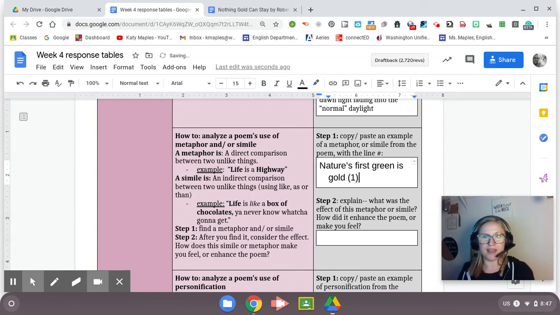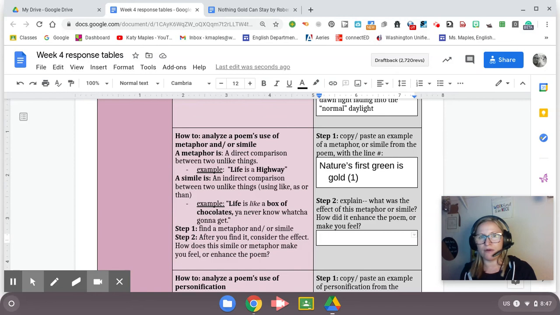And that's the first line, right? Nature's first green is gold. Green isn't gold, so we have to figure it out in a non-literal way. So nature's first green is gold. Usually the newest parts of nature are the most beautiful. Think about spring, right? The flowers first, the buds showing up, and everything being so new, right?